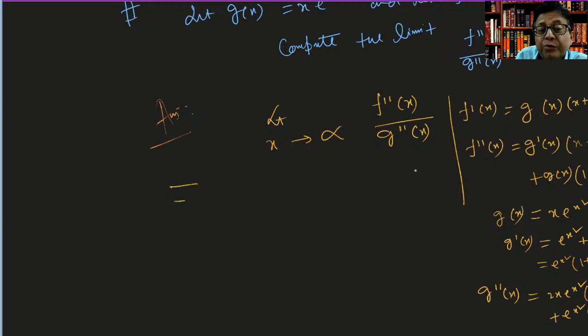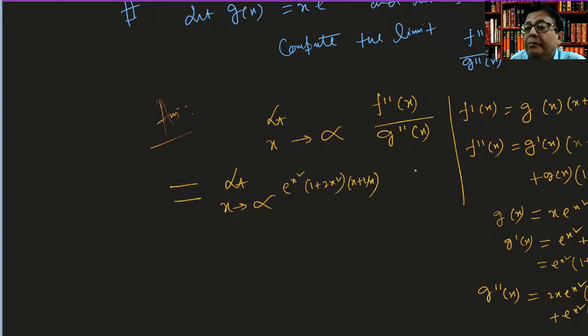But there is one alternative way that I will show you. You just put it there by the first method. f double dash x, you got g dash x, e to the power x square, plus gx, into 1 minus 1 by x square. Clear?